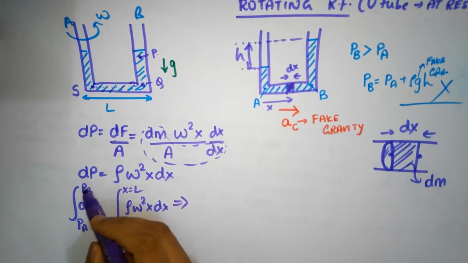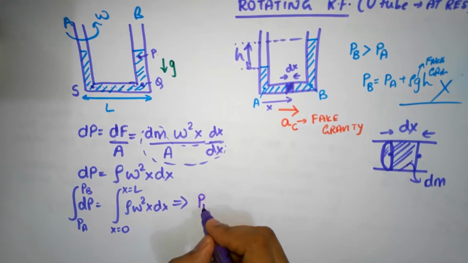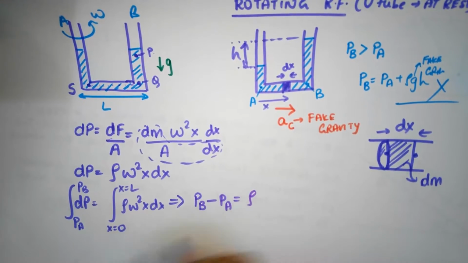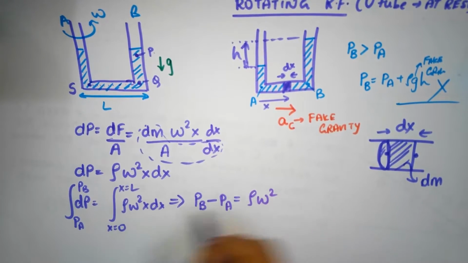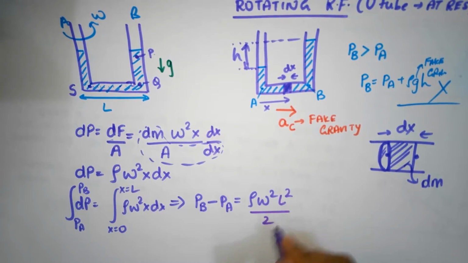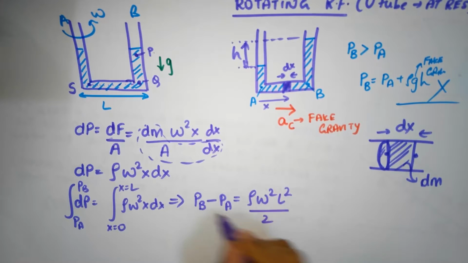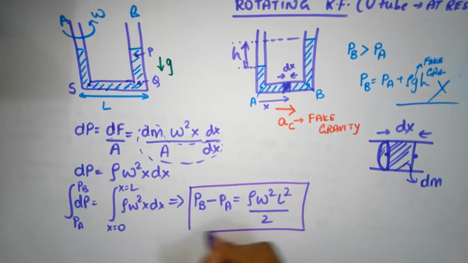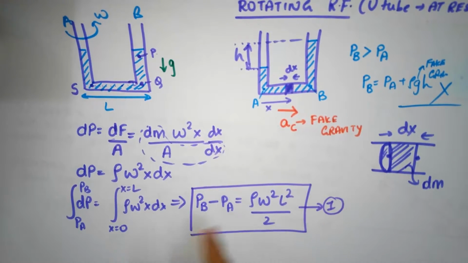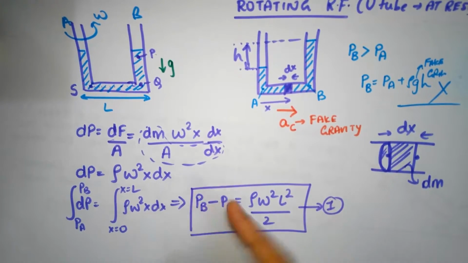Alright, let's do this integration. This will give me PB minus PA, and rho comes out, omega square comes out, and we have x squared by 2, that becomes L square divided by 2. So we now have an equation for PB minus PA. That's equation number 1. But we can calculate PB minus PA in another way.